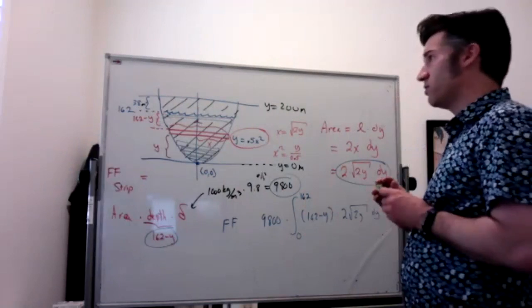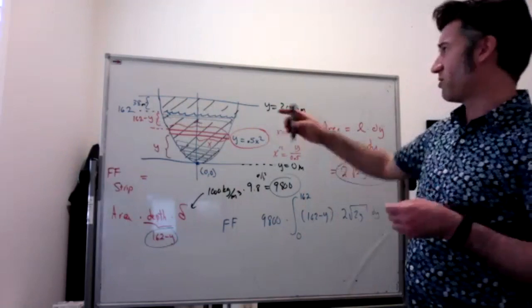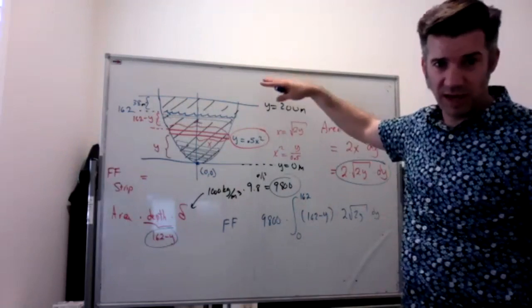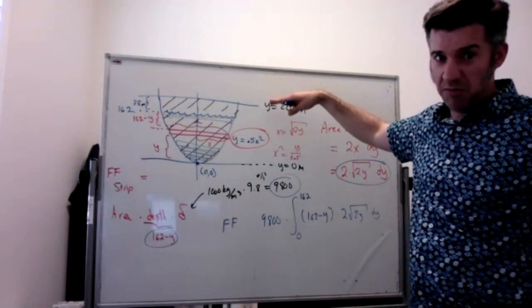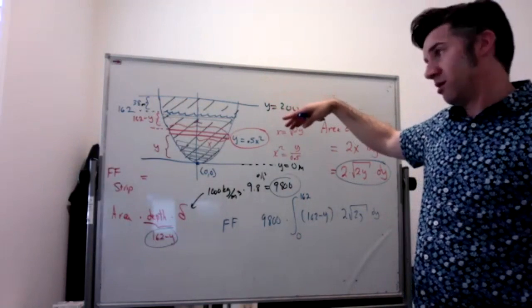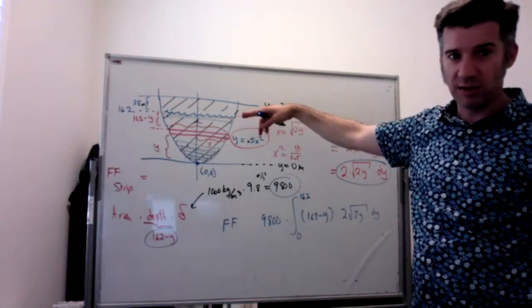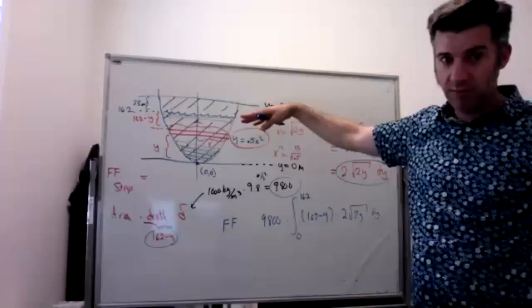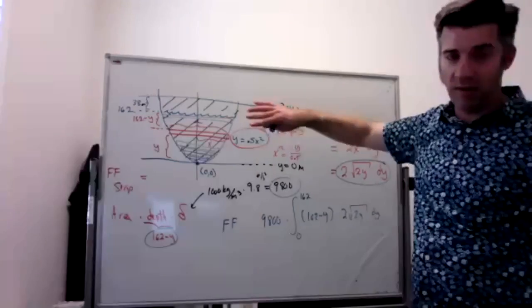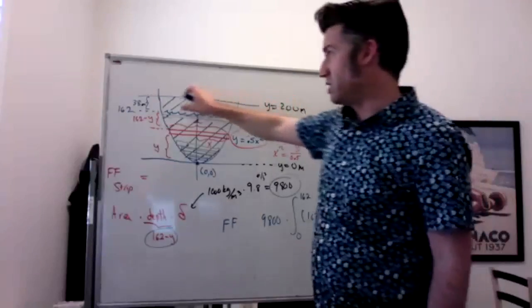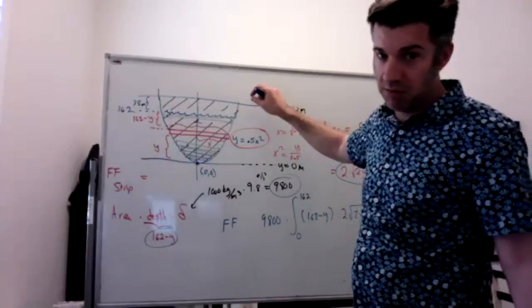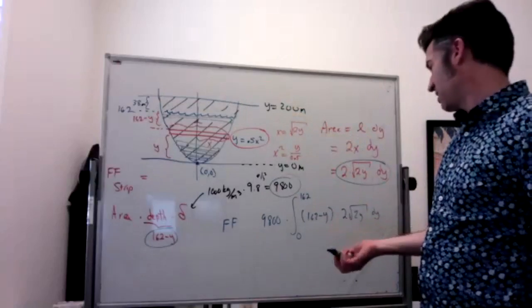So it's kind of interesting here, knowing that y equals the whole thing is 200 meters high doesn't actually really matter. As far as we're concerned, the dam could be 162 meters high and we'd still get the same result, because the fluid force due to pressure on that part of the dam isn't changing whether there's more dam up here or not.